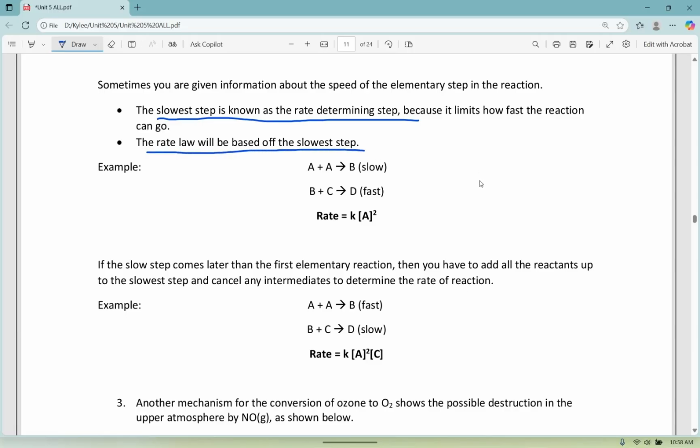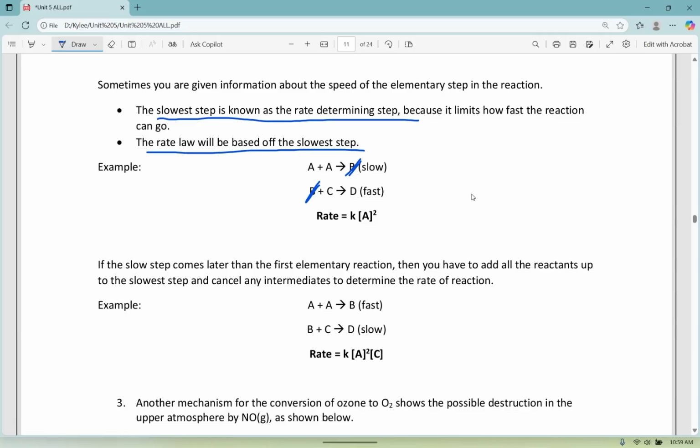given to us. So in this example, I have a slow A plus A goes to B, and then a fast B plus C goes to D. Again, my intermediate is B, and so B gets used up. And my rate law is going to be based off my slowest step. Now, luckily for us, our slow step was the first step.